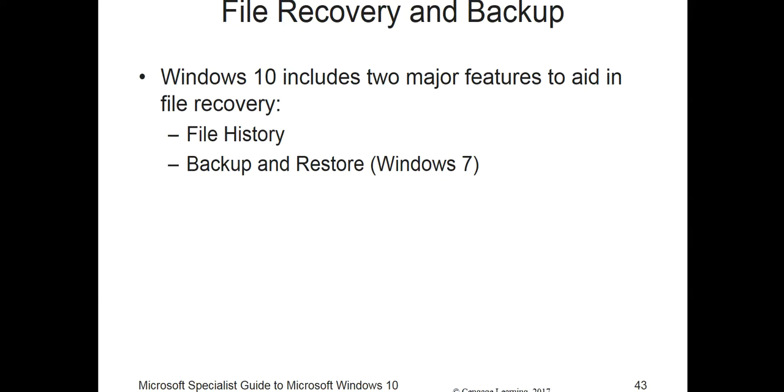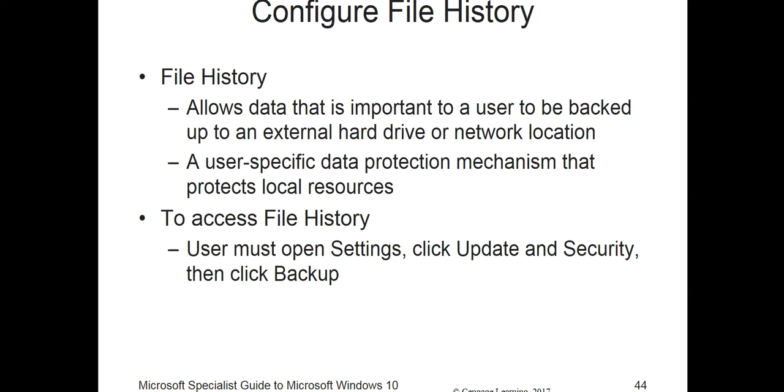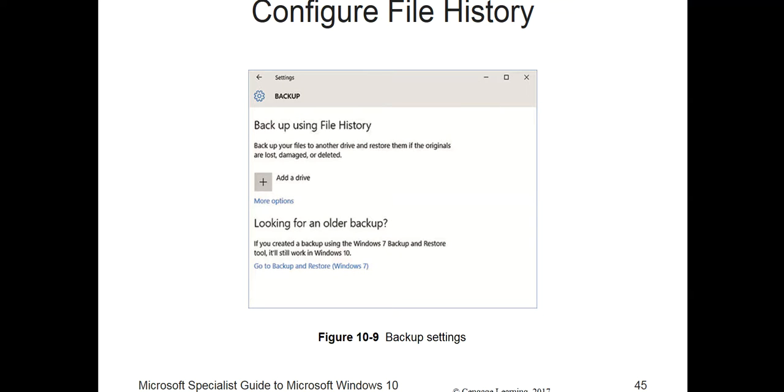So we've got file recovery and backup in Windows 10, and two features that exist in here: File History and Backup and Restore. That's from Windows 7. If you want to configure File History, File History allows data that is important to the user to be backed up to an external hard drive or a network location. To access File History, you must open Settings, click Update and Security, and then click Backup. Here's our little interface: Settings, Backup, and it'll get us where we need to be.